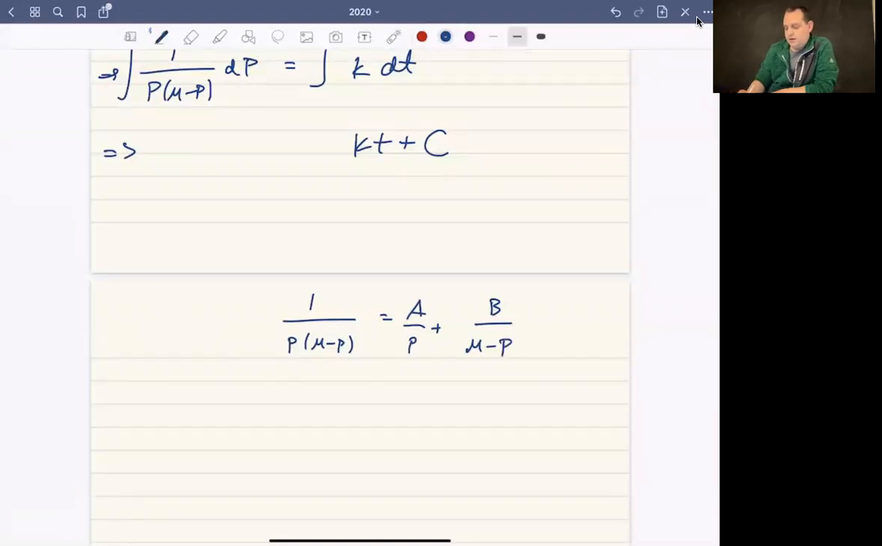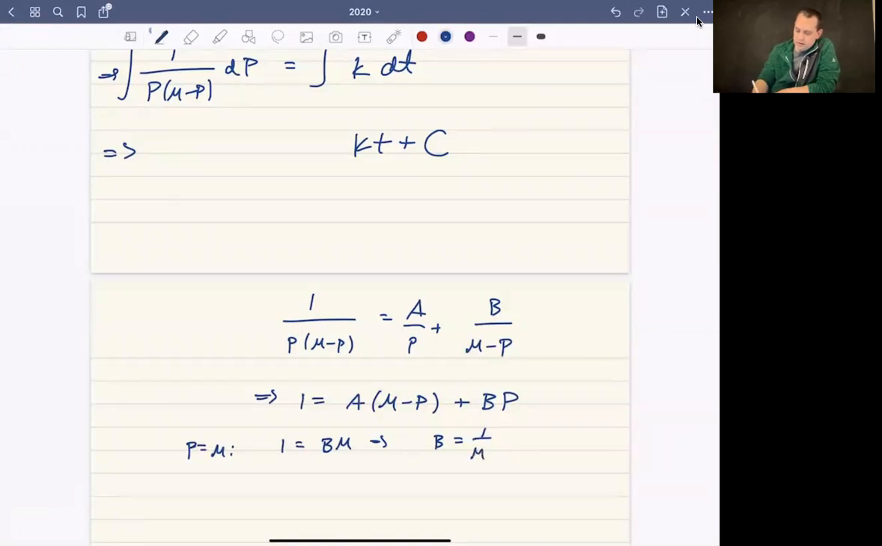Then we can make this a little bit easier to work with by getting rid of the denominators. And then we can think about what's going to happen when P is 0 or when P is equal to M. If P is equal to M, then M minus P will be 0, and we're going to have that 1 is equal to B times M, so that B is 1 over M.